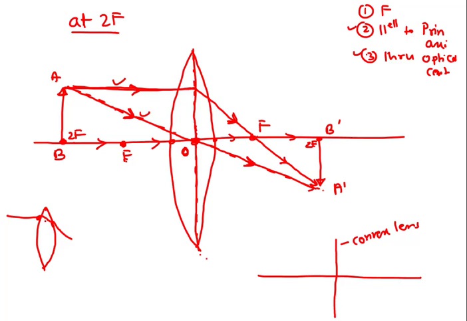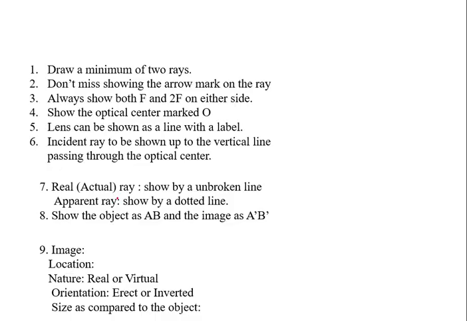Meaning that we ignore the refraction happening at both these points. We consider that as happening only once at this particular point. Actually, the refraction is happening at this point as well as this point. But for the sake of simplicity, we say that the refraction is happening only at this particular point. So that's point number 6.